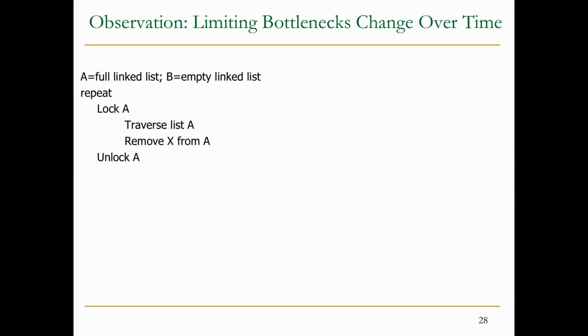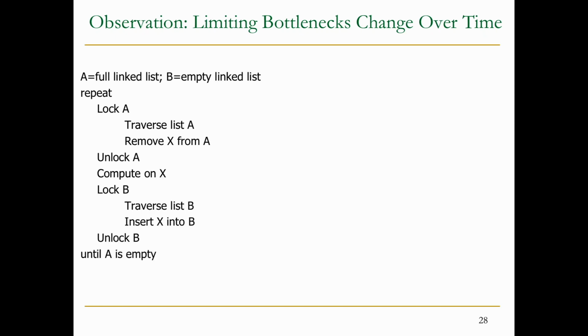So this is one cooked up example. We have 2 linked lists. A is full, B is empty. And we're going to have many threads that execute the same loop. What are they going to do? Basically, each of them is going to take one item from the full linked list, do something on it, and append it to the empty linked list. Basically, this is lock A. You remove an item from list A, then do something on it, and then insert the item into list B, until list A is empty. And every thread is going to do that.